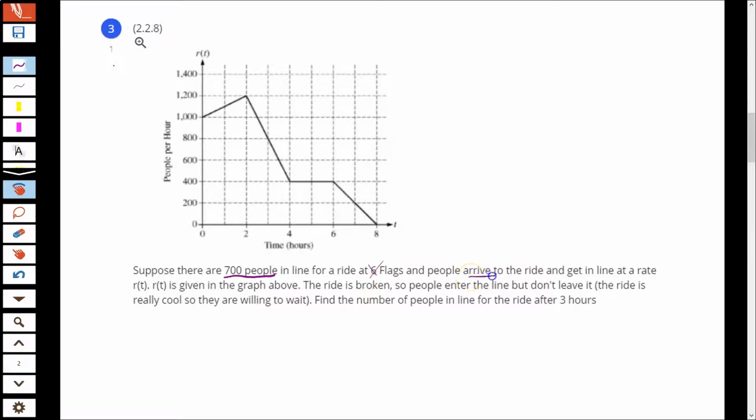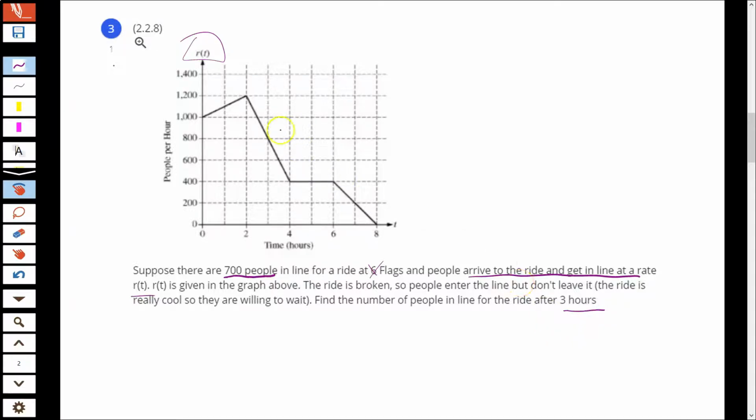Now, people are arriving and getting in line at a rate r of t. R of t is this function here, so it says r of t is the graph. People enter the line but don't leave it. And we want to know the number of people in line for the ride after 3 hours.